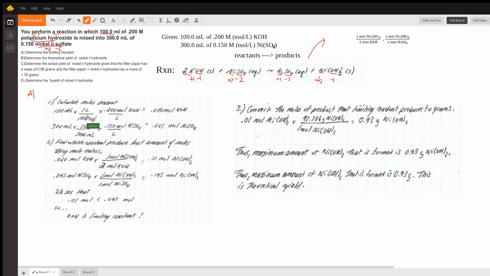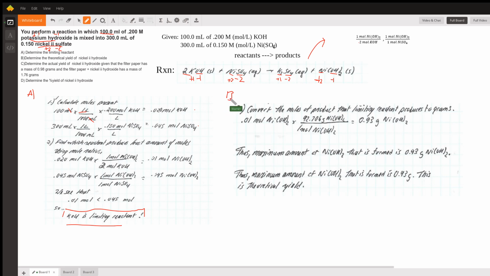So we can cancel out the mL, find the amount of solution times the concentration, and we get the moles. So we do the same thing for nickel sulfate. So we have two mole quantities, the mole quantity of potassium hydroxide and the mole quantity of nickel sulfate. Then from these numbers, we're trying to find which reactant produces the least amount of moles of product or precipitate here. So 0.02 moles of potassium hydroxide, using the mole ratios that we find, potassium hydroxide produces the least amount of precipitate or nickel hydroxide compared to nickel sulfate. So we find that potassium hydroxide is the limiting reactant.